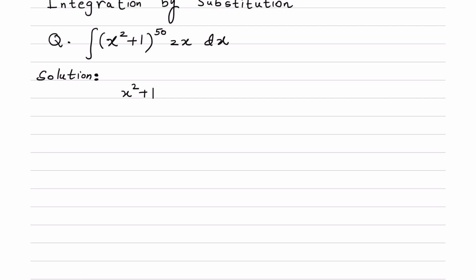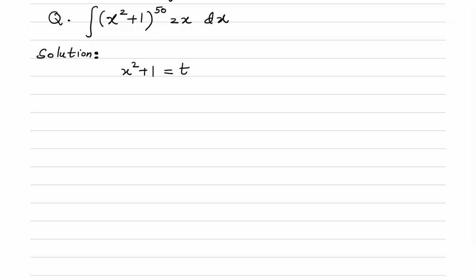For example, the complex expression here is (x square plus 1) to whole power 50. But I'm not picking this whole part. I'm just picking this complex expression's tiny part, which is x square plus 1, such that its derivative, x square plus 1 derivative is 2x, is also here. So we pick x square plus 1 because its derivative 2x is also here, and we put this equal to another variable t. Now we will find the differential.